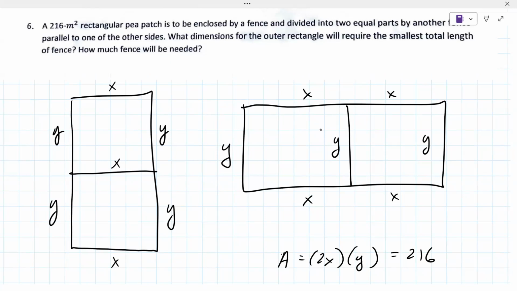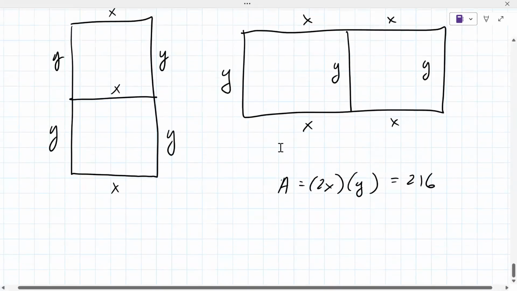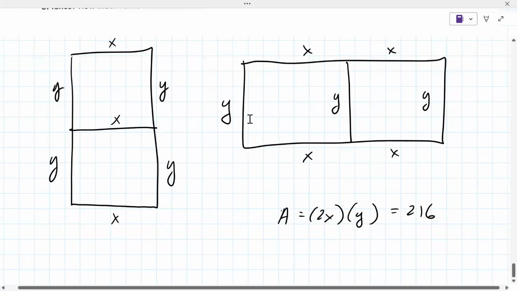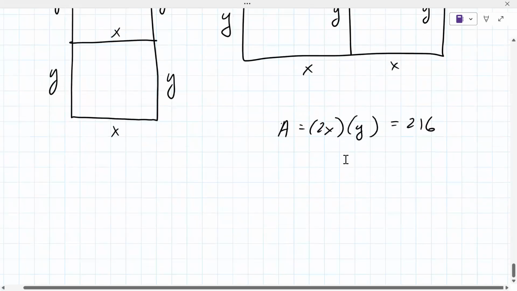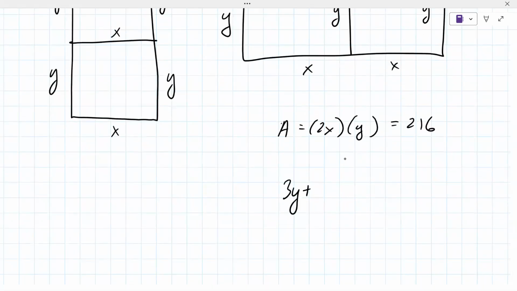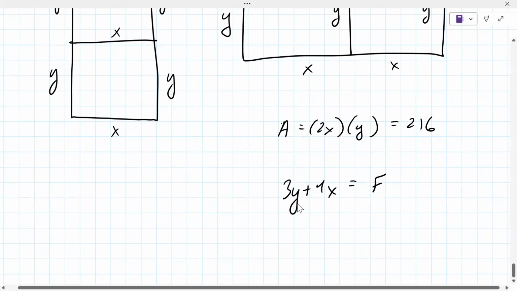All right. So now we can say that the amount of fencing we need is y plus y plus y, which is 3y, plus 4x equals, well, that's how much fencing we need. That's the total amount of fencing. So we would normally take a derivative of this, right? But we have two variables. That's where you should go back and solve for one of these other variables. So I'm going to suggest we solve for y.